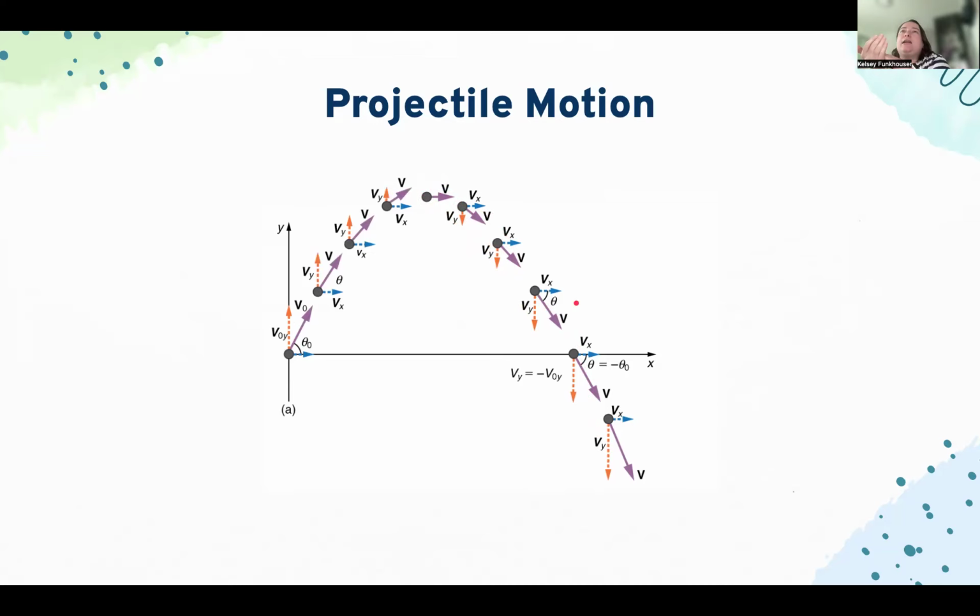And so what's happening here is projectile motion is showing us an example of a combination of horizontal motion with vertical free fall. So remember, vertical free fall was where the acceleration is just the acceleration due to gravity, and it's pointing down the entire time.